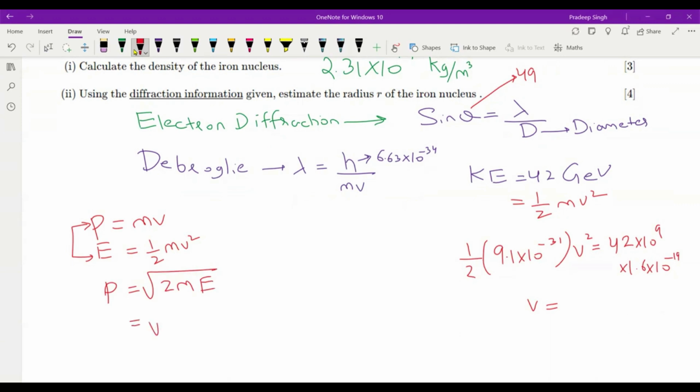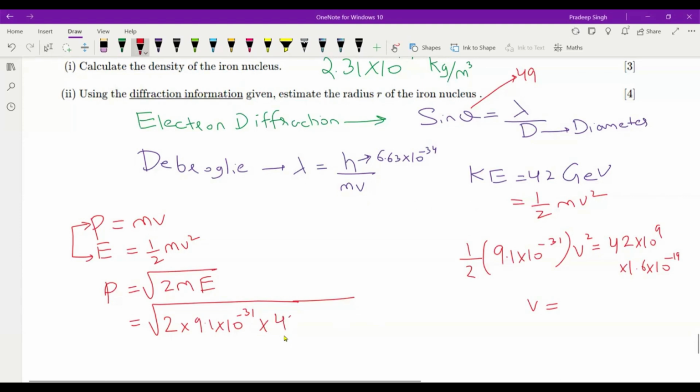Do one thing, let's do this. Could you just tell us what the final answer is? Okay, the question is to find the radius, so diameter needs to be divided by 2. Final answer is 4 into 10 to the power minus 15. Are you getting that? Oh, no. Okay, fine. Let's use this formula and then we'll compare with the standard.